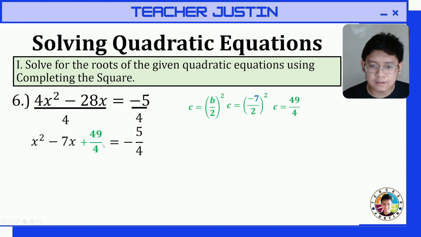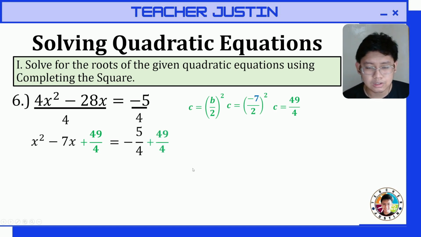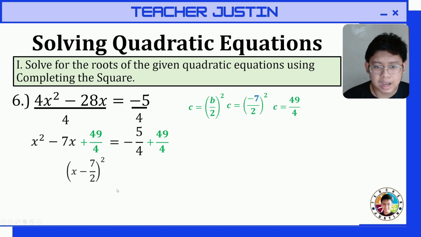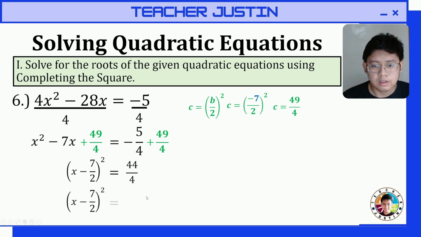Now, since we added 49 over 4 to the left side, we will also add the same value to the right side. Then, since the left side is now a perfect square trinomial, we will apply factoring of a perfect square trinomial. So, it will be factored as the square of x minus 7 over 2. Which is equal to, when we add, negative 5 plus 49, then we just copy the denominator. That will give us 44 over 4. Thus, 44 over 4 can be simplified to 11.